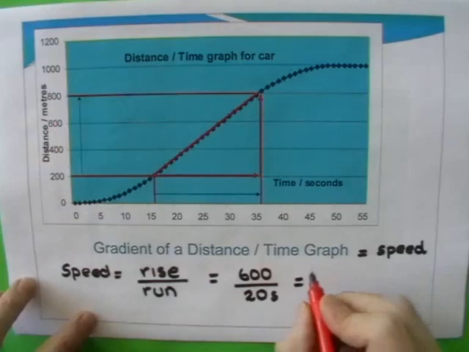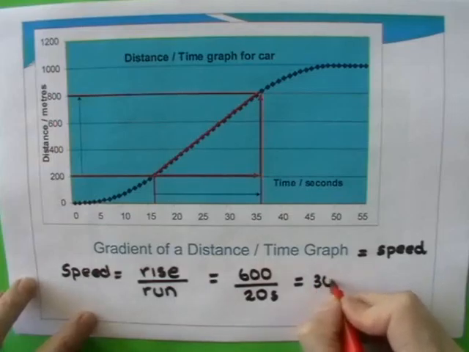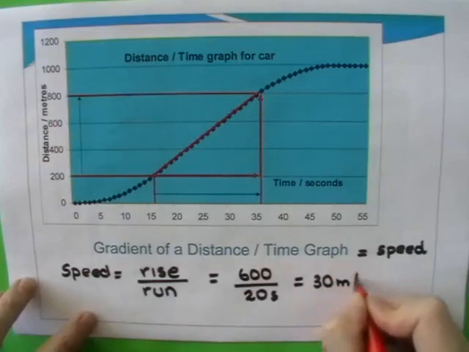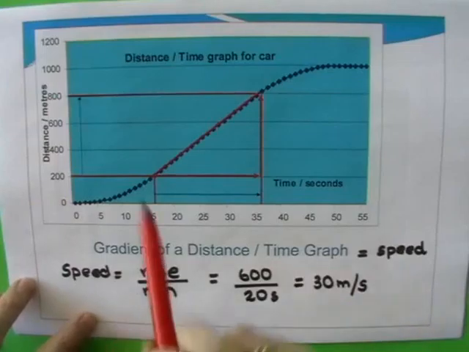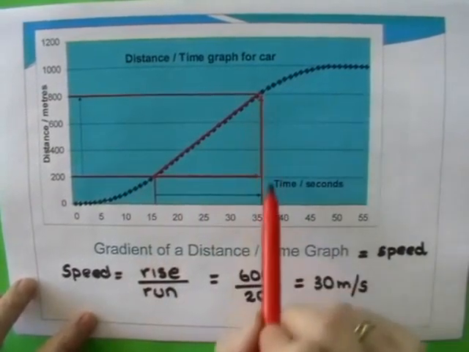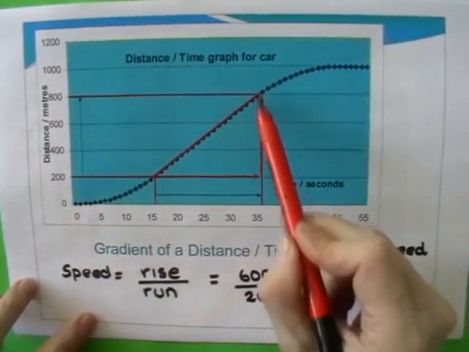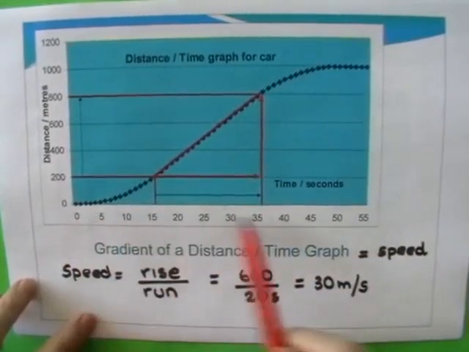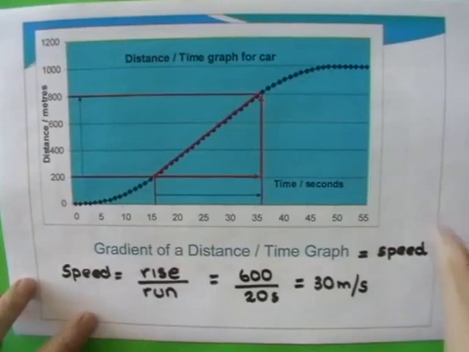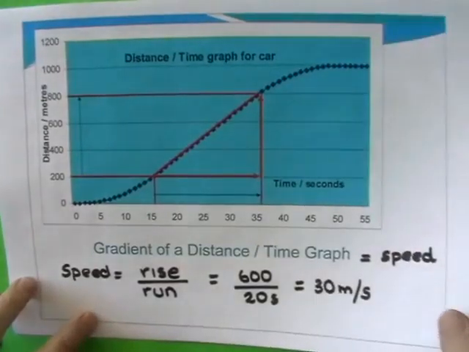And 20 goes into 60 30 times. And so the answer is 30 metres per second. So that's how you find the gradient of a graph. Draw a good big triangle. If your graph starts at the origin and it's a lovely straight line, just take your triangle right down to the bottom axis there, a really good big triangle. And that gets you that answer.